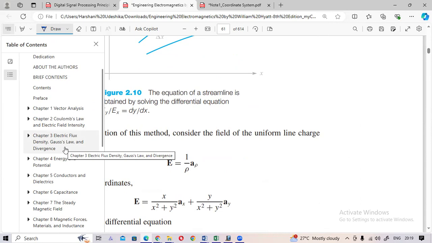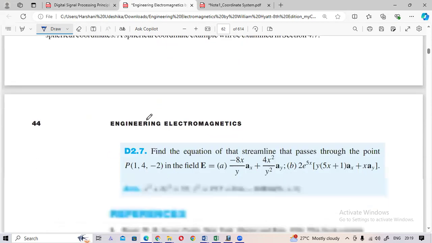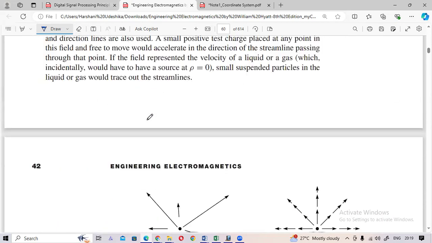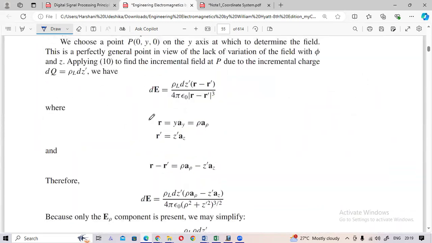So shall we stop now? I hope you got the idea of how to use Coulomb's law. Maybe you can try some questions. If you have any problem, you can ask me. Next week, you can ask me.